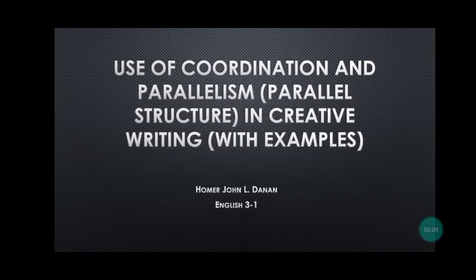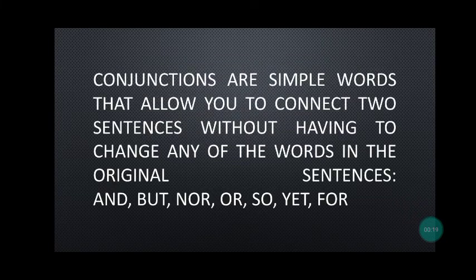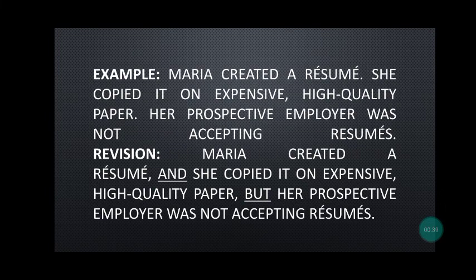For this night, I will be discussing the use of coordination and parallelism, or parallel structure, in creative writing with examples. Conjunctions are simple words that allow you to connect two sentences without having to change any of the words in the original sentences. Some of the most common conjunctions that we know are and, but, nor, or, so, yet, and for. Let's say, for a simple example, Maria created a resume.